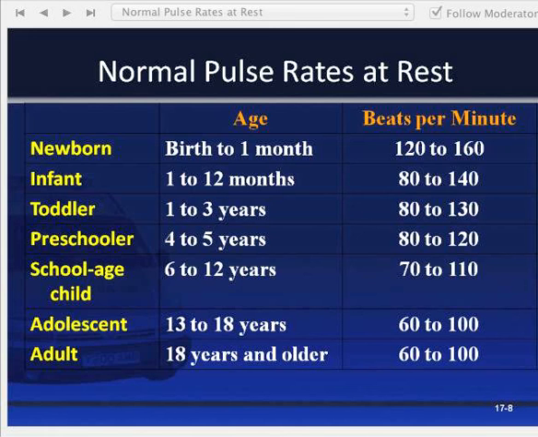ages 1 month to 12 months, pulse should be 80 to 140 beats per minute. In toddlers, age 1 to 3 years, pulse rate should be 80 to 130. Preschoolers, 4 to 5 years, should be 80 to 120. And school-age children, 6 to 12, should be 70 to 110. Adolescents and adults should be 60 to 100.